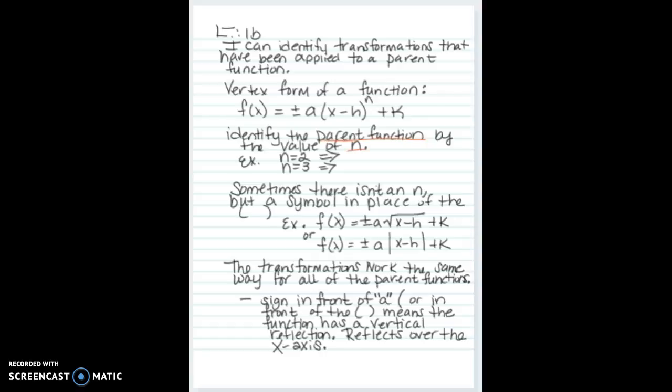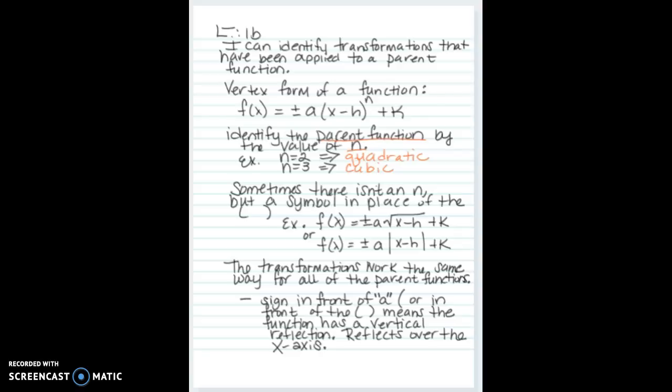An example here is if n equals 2, then our parent function would be a quadratic because we would have the quantity of x minus h squared. If n were equal to 3, then the parent function would be a cubic because we would have the quantity of x minus h to the third power.